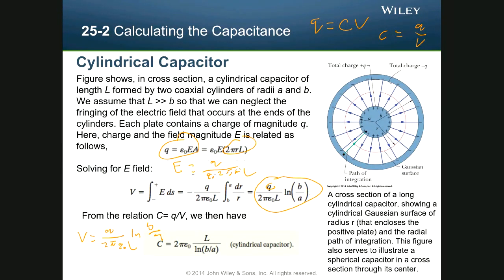So you get 2 pi epsilon naught L upstairs, over ln B over A, and that's going to equal Q over V. All right. So the idea here is that in the cylindrical setup, you solve for Q over V, and in that sense, that just gives you the capacitance, from our definition.